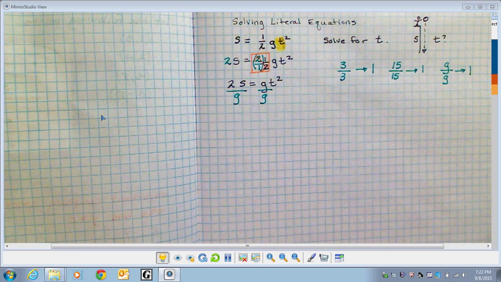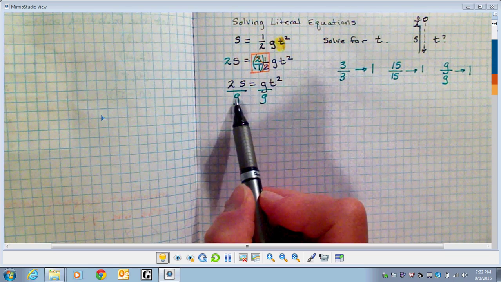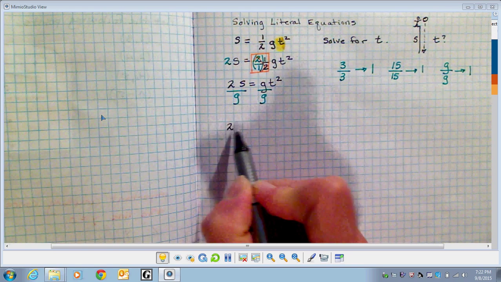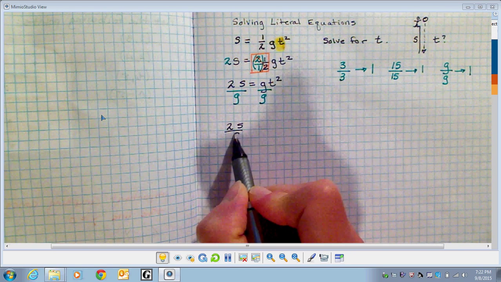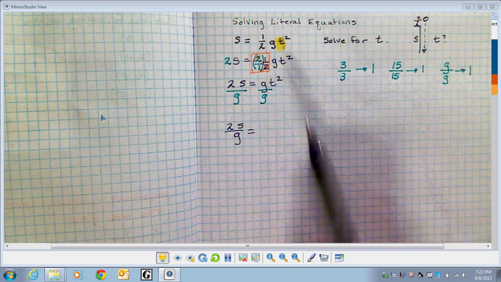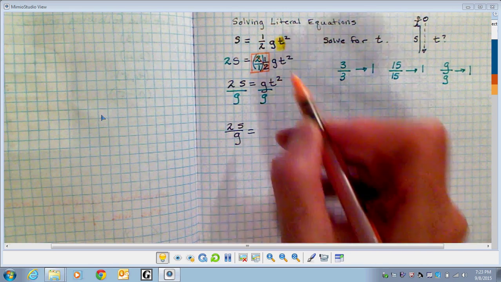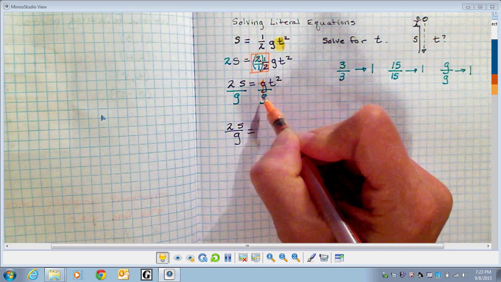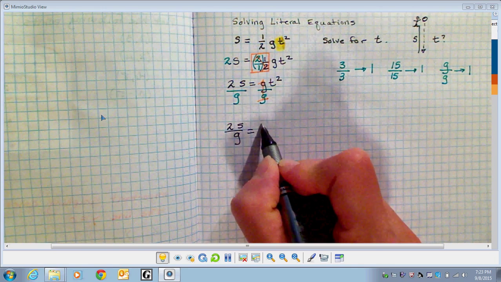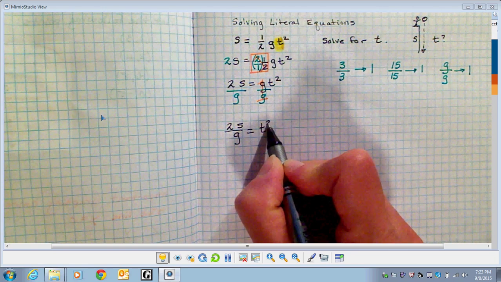So what does that leave me? Well, there's nothing here that can simplify. So that's 2s divided by g is equal to, well, what happens here? We have g divided by g. We did that on purpose because we wanted that to become a 1. So we're left with t squared.